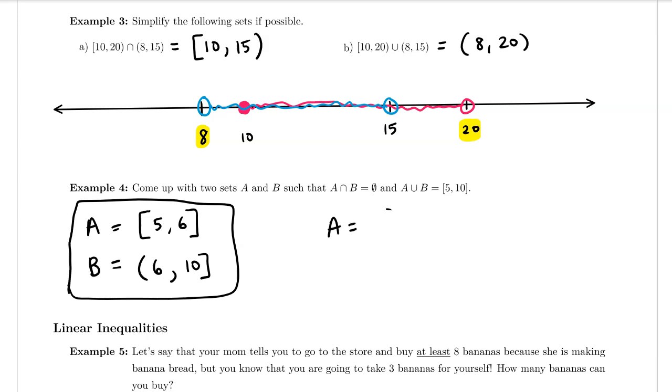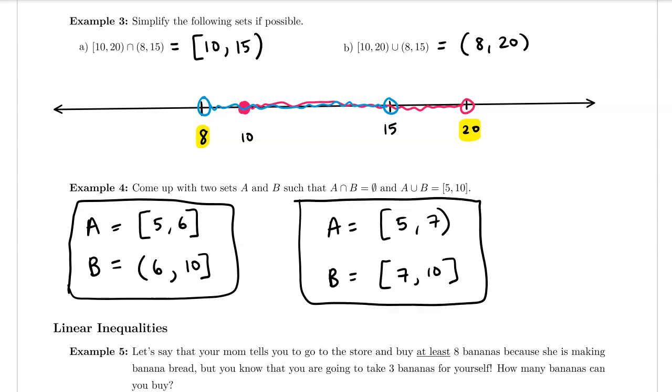Let's do another one. What if I did 5 to 7? I don't want to include 7 in this set, which would mean that I would have to include 7 in the second set, and it would look like that. So here's another possible answer for example 4.